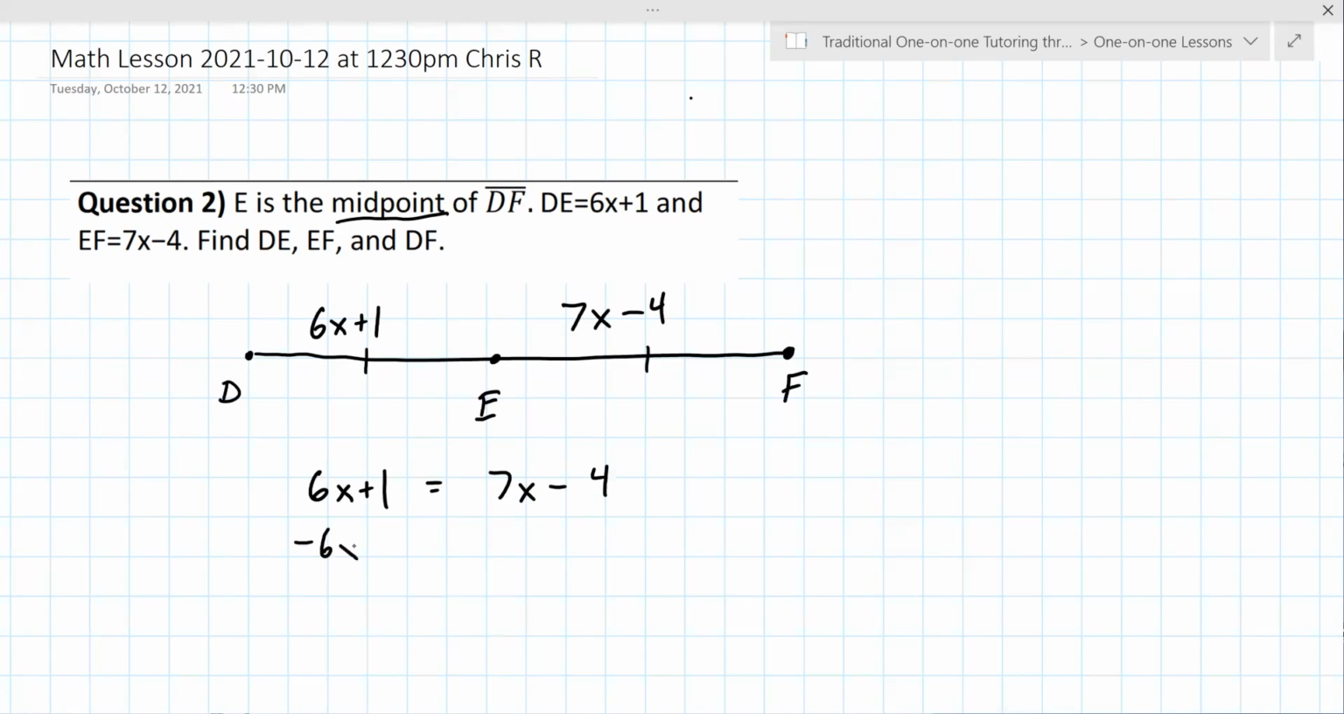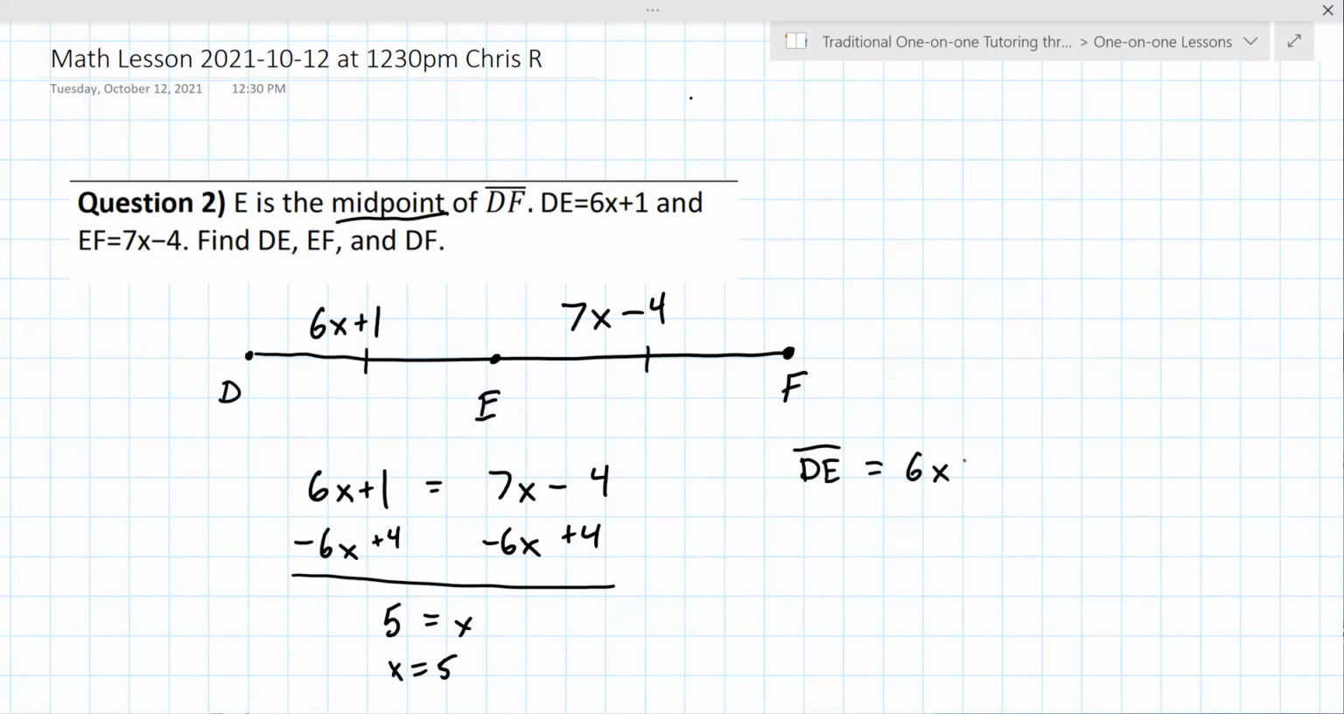Okay, so you're going to subtract 6x from both sides. You're going to add 4 to both sides. And you get 5 equals x, or x equals 5. But that's not the answer because it's not asking for x. It's asking for DE. So DE is 6x plus 1, and you know that x is 5.